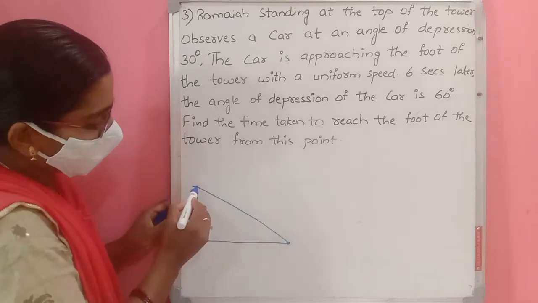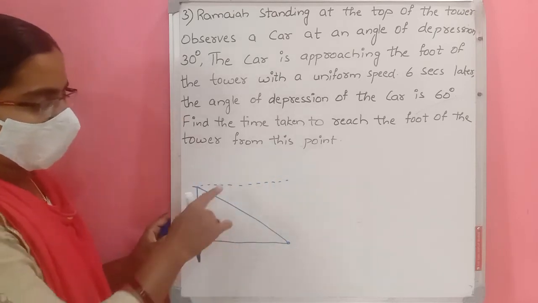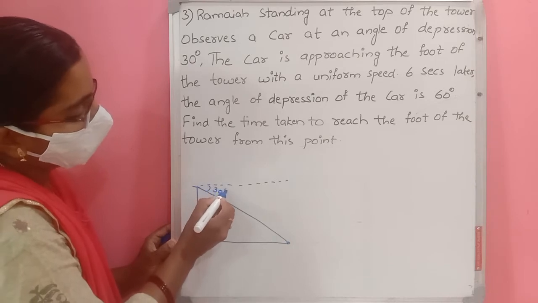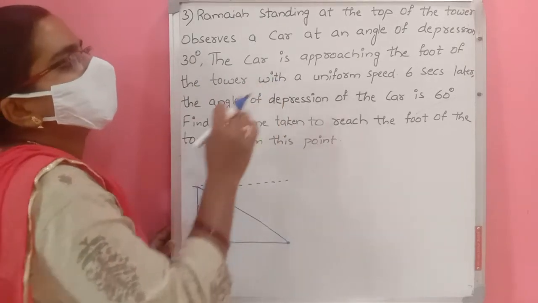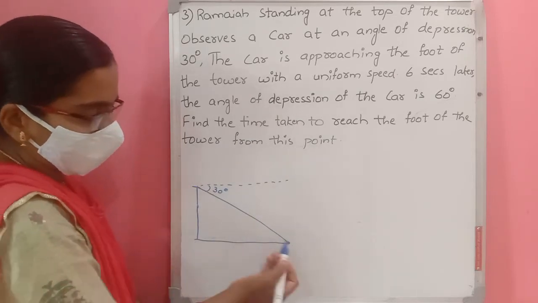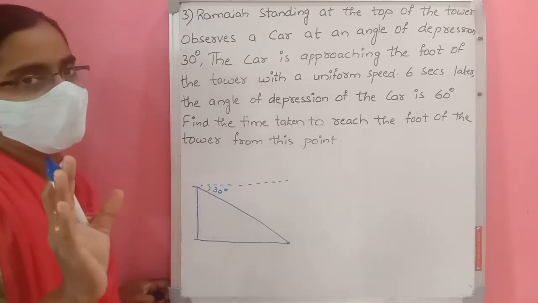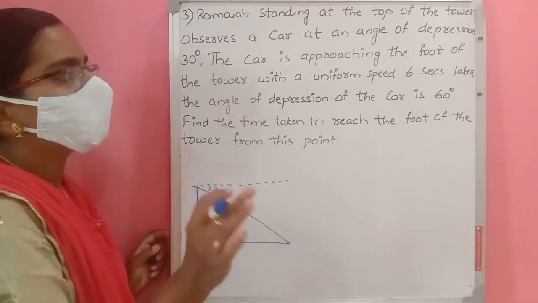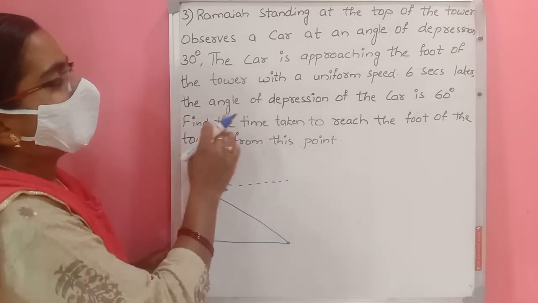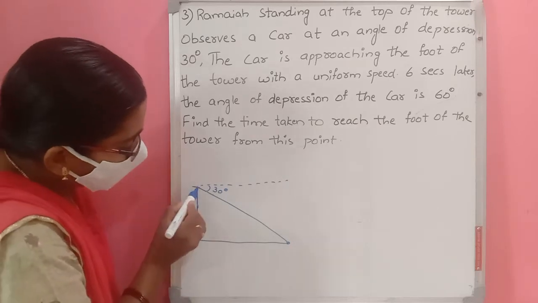Angle of depression means what we have to do? Here we have to take a line which is parallel to the ground. So this is the angle of depression, 30 degrees. The car is approaching the foot of the tower, traveling on this side, with a uniform speed. After 6 seconds, the angle of depression of the car is 60 degrees.